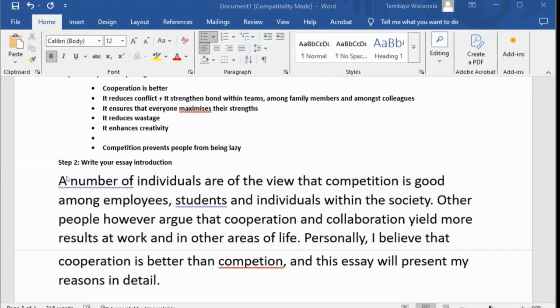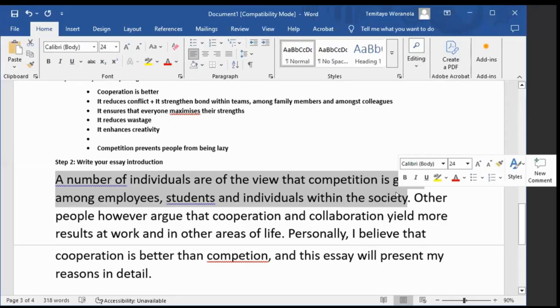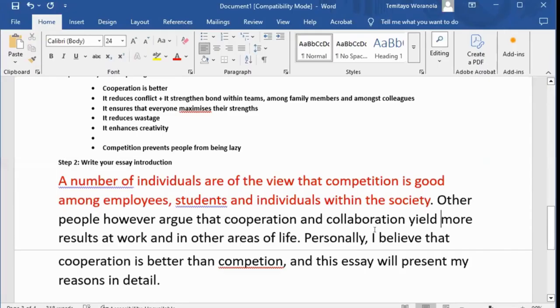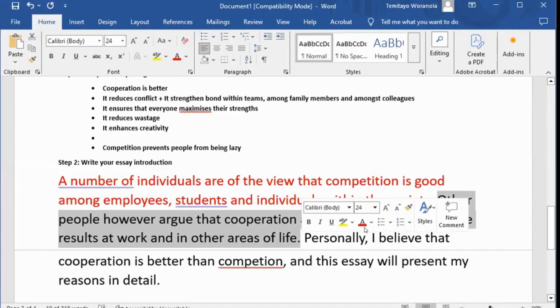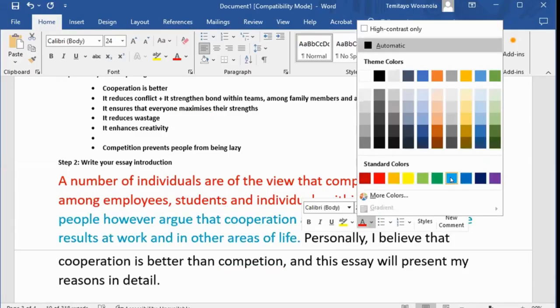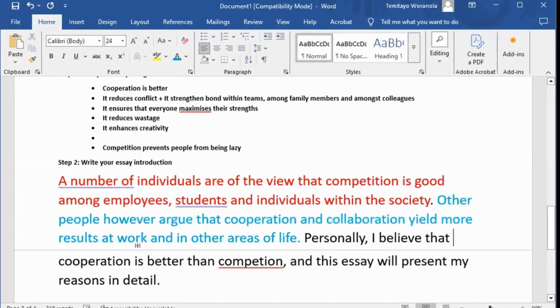Three sentences. Okay, so let's count. This is sentence one: a number of individuals are of the view that competition is a good thing. Let me put it in color red. Sentence two: other people, however, argue that cooperation and collaboration yield more results at work and in other areas of life. Sentence three: personally, I believe that cooperation is better than competition. Can you see a spelling mistake here? I need to correct that mistake here.